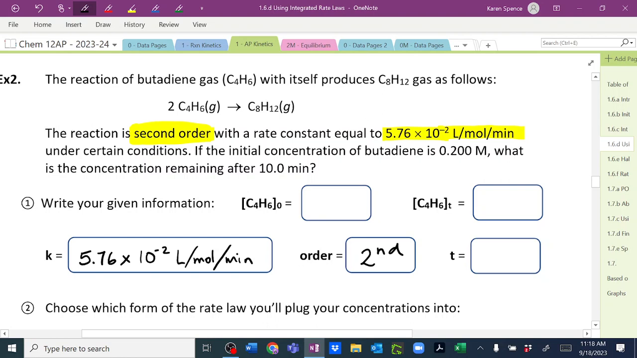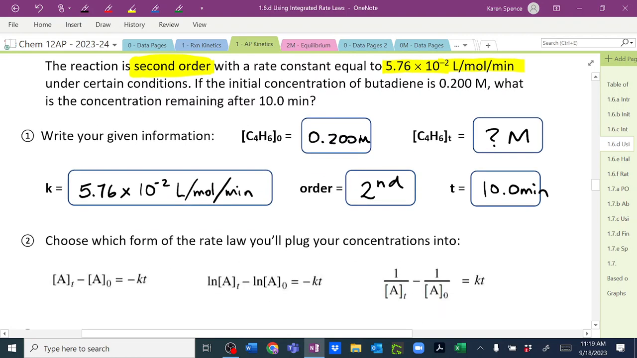If the initial concentration of butadiene is 0.200 molar, what is the concentration remaining after time 10.0 minutes? Which version will we plug everything into? Far right, because we're second order, yes?